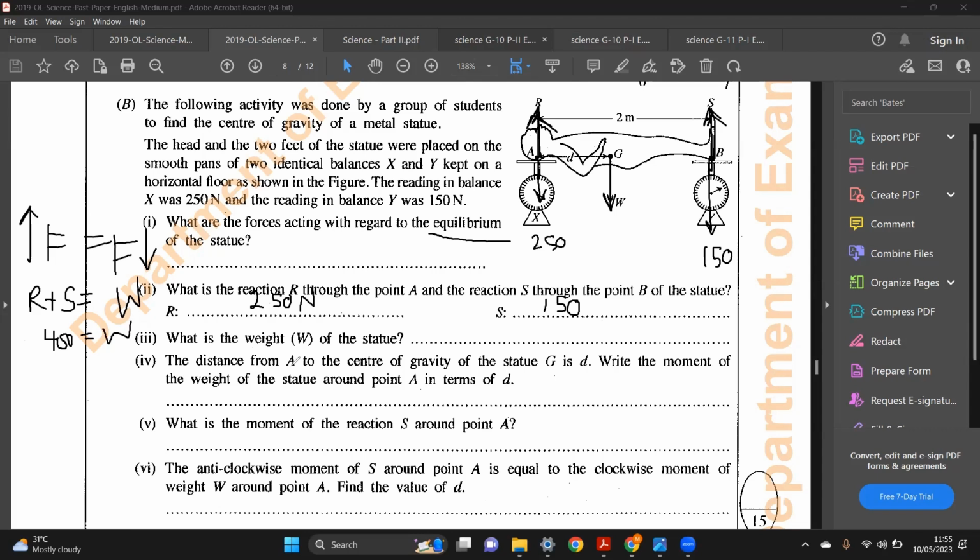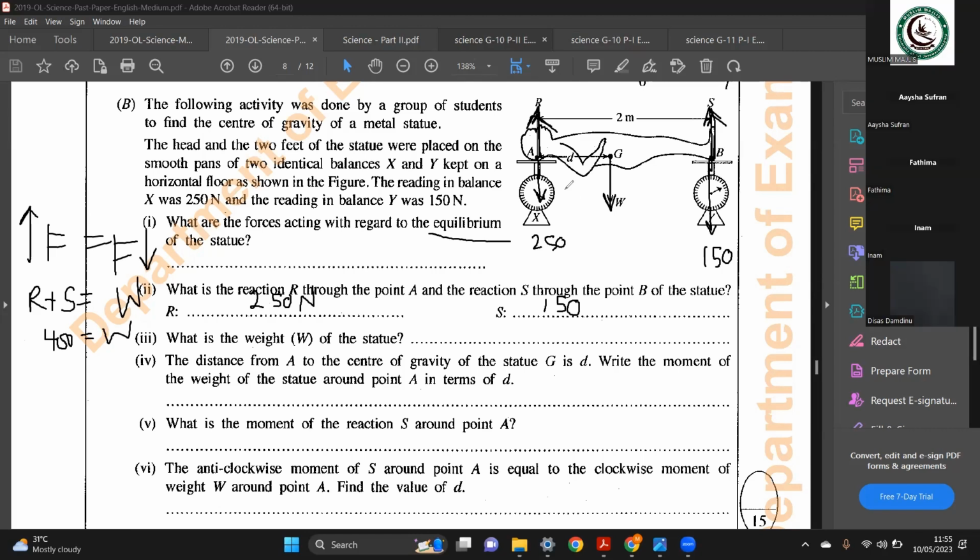All right. Then the distance from A to the center of gravity is D, this one. Write the moment of the weight of the statue around point A in terms of D. We know the equation for moment is force into distance. So that would be force W into distance. But you have a value for W, you just found it out in the previous one. So include that and write it as 400 D.